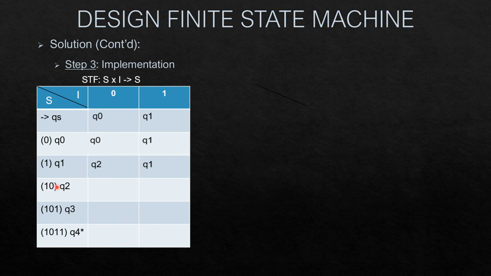Similarly, for Q2 state, we have 100, so we will be reaching Q0 state since there is no state representing 100 or 00, we have only 0. And for 101, we will reach Q3 state. Finally, for Q3 state, we have 1010, so we will reach Q2 state, and for 1011, we will reach Q4 state. And for Q4 state, as soon as we reach Q4 state, we would have found our substring 1011, so we will stay in the same state.